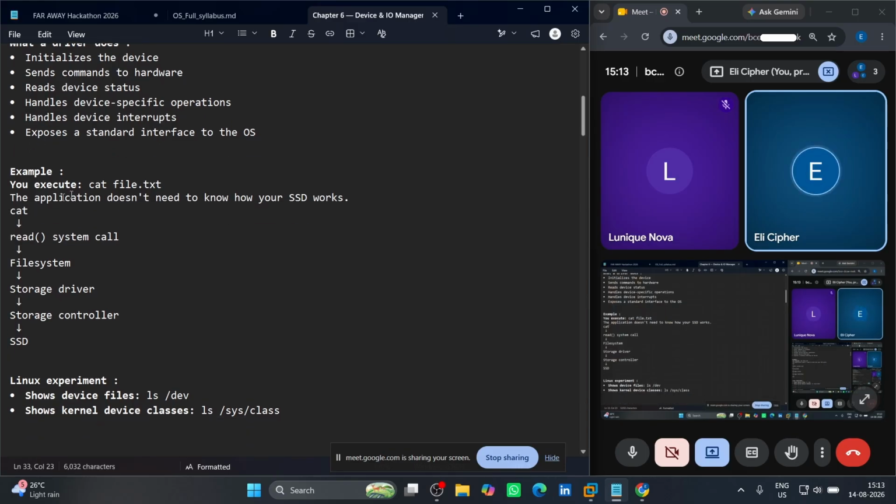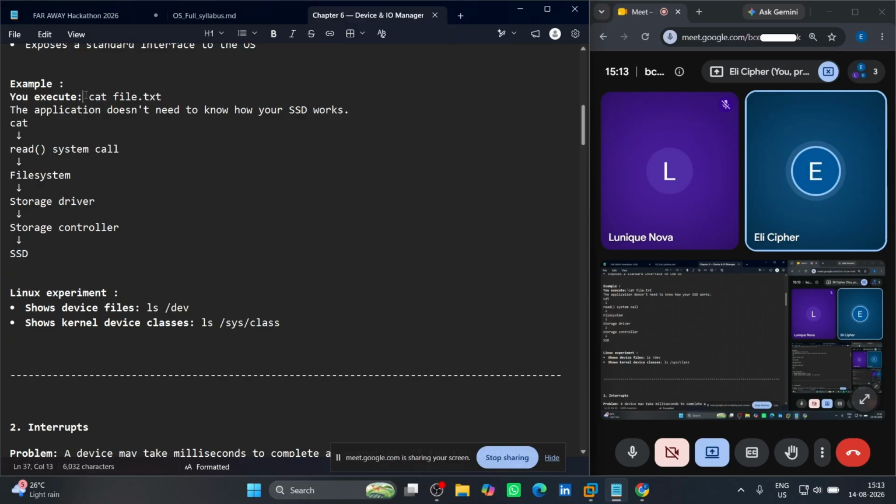Here is an example of what happens when we execute cat file.txt. What is cat?